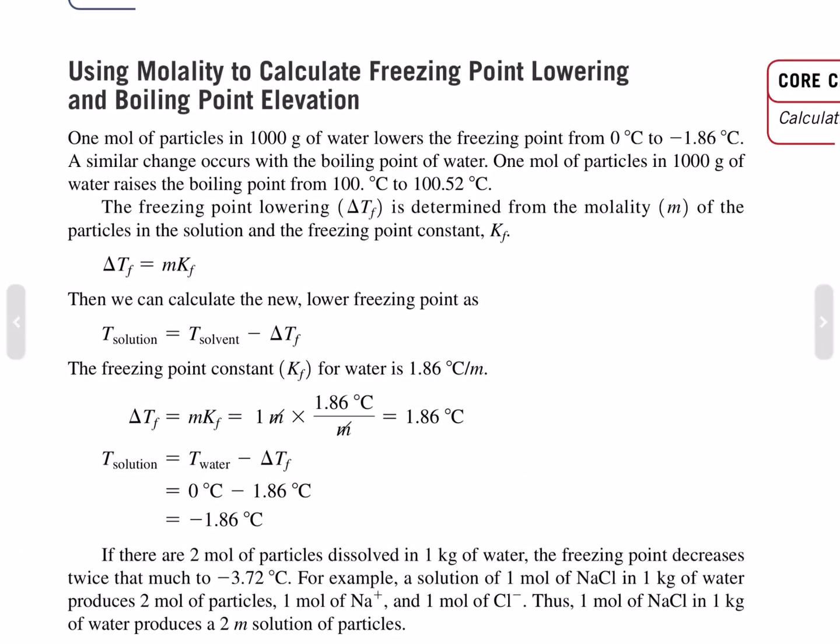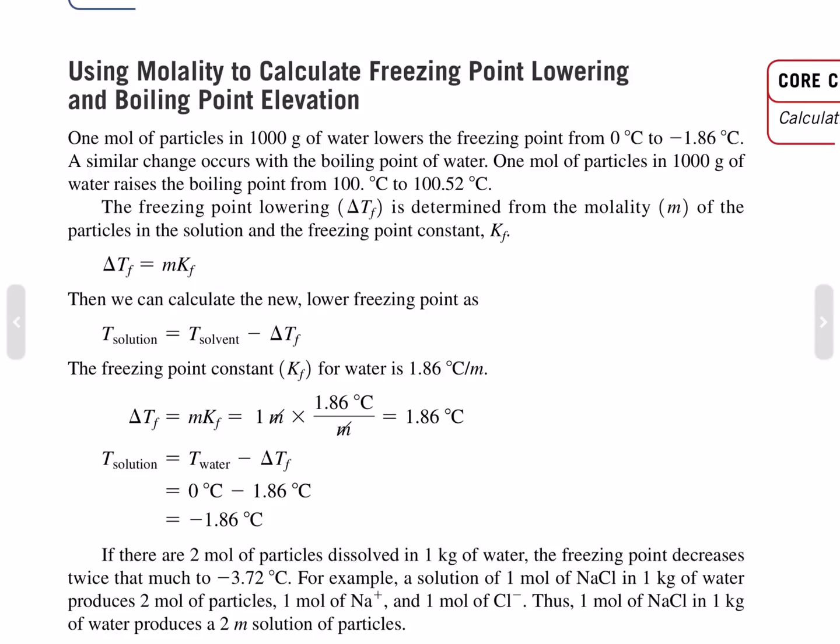Using molality to calculate freezing point lowering and boiling point elevation. 1 mole of particles in 1,000 grams of water lowers the freezing point from 0 to -1.86 Celsius. A similar change occurs with the boiling point of water. 1 mole of particles in 1,000 grams of water raises the boiling point from 100 to 100.52 Celsius.